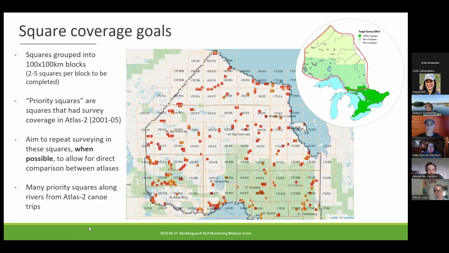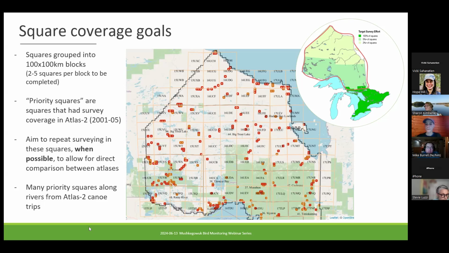Next. Can I ask a question before you change slides? Yeah, just going to say, I see Vicky with her hand up there. Sorry. Yeah, the colors are not great to tell the difference in coverage, or which ones are the priority squares. Can you maybe circle some examples? I can't even tell the difference between the colors hardly.